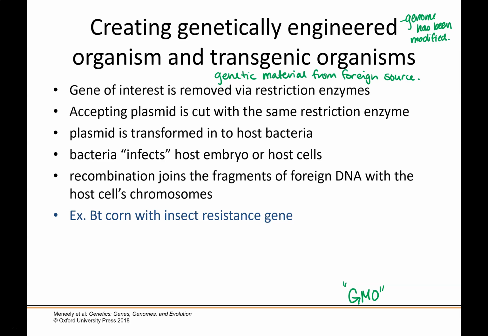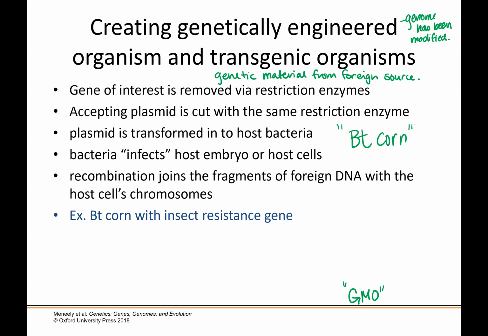So just a quick review from a couple slides ago. Our gene of interest is going to be removed using restriction enzymes from the genome of the organism we want to take it from. It's going to be inserted into a plasmid using the same restriction enzyme. That plasmid is going to be transformed into host bacteria. And then let's say that we want to make something called Bt corn.